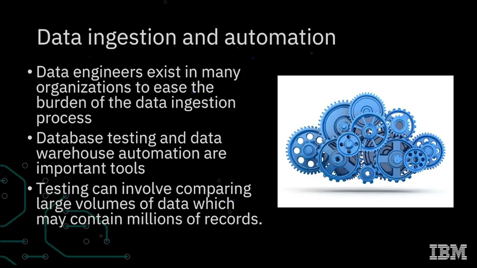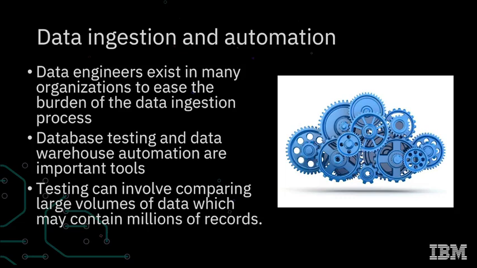Data engineers exist in many organizations to ease the burden of the data ingestion process. If the target data source is a database, then there are some useful tools and procedures under the umbrella term of database testing. Data warehouse automation is the general term used to improve the overall process of data ingestion. Testing is an essential piece of data warehouse automation because the quality of downstream models is tied directly to the quality of the available data.